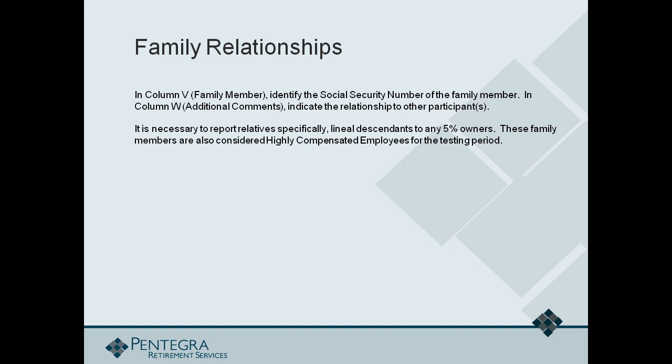Family relationships. In column V, Family Member, identify the Social Security number of the family member. In column W, under Additional Comments, indicate the relationship to other participants. It's necessary for you to report relatives, specifically anyone who is a lineal descendant of a 5% owner. Remember, a lineal descendant is a spouse, a child, a grandchild, or a parent. These family members can be considered highly compensated employees for the testing period.